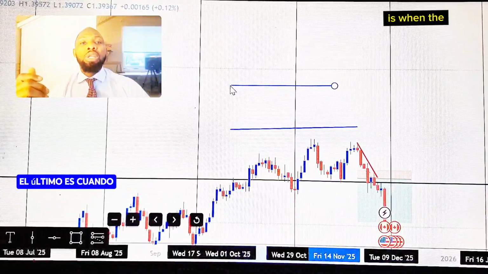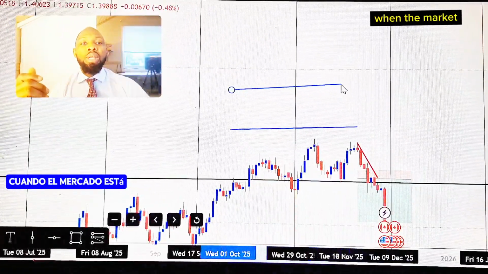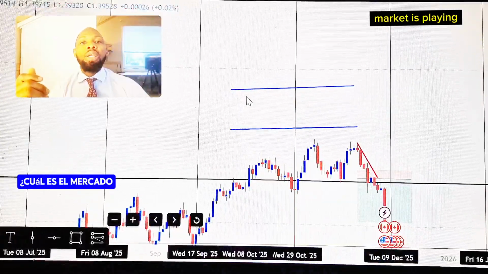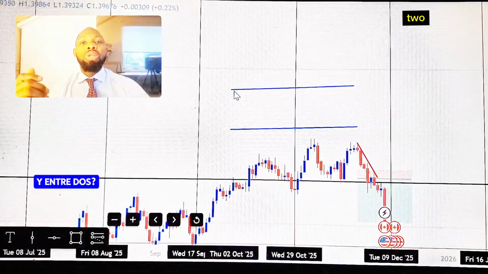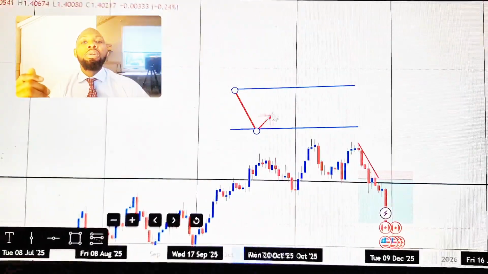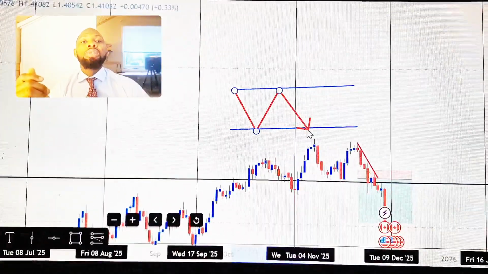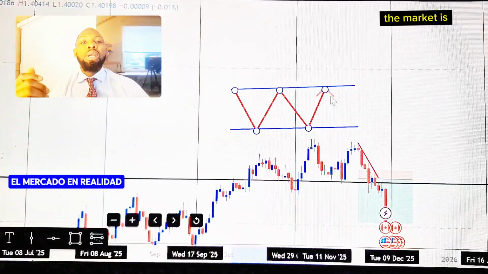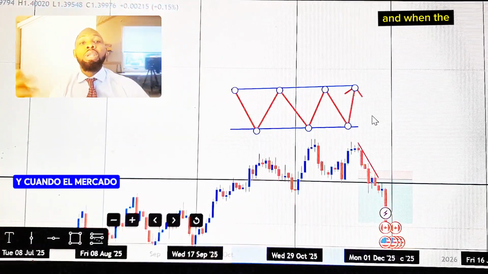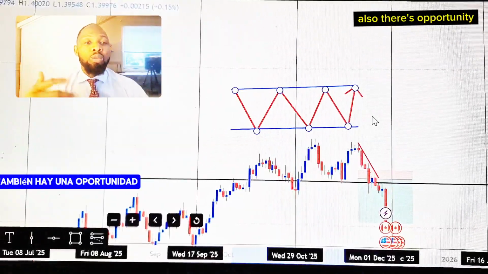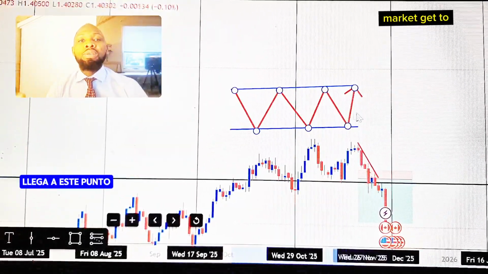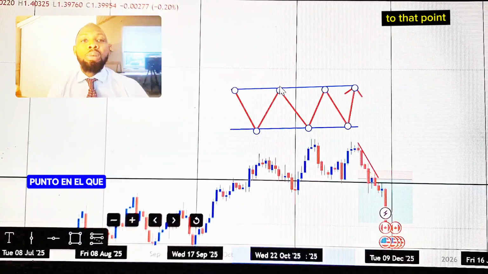Now the last one is when the market is ranging, when the market is playing between two horizontal levels, between two trend lines, making up and down, up and down. So this is actually a ranging market. And when the market is ranging, there's also opportunity that we can find at the pivot point. When the market gets to this point, you buy, get to that point, you sell.